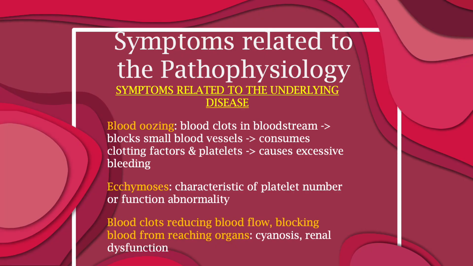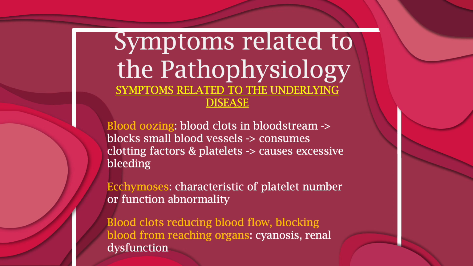I mentioned two slides ago the connection between macrovascular and microvascular thrombosis and the case history of the patient, where the patient had developed cirrhosis and chronic kidney disease, and that can translate into jaundice and renal dysfunction, among other things. Other symptoms related to DIC are related to bleeding manifestations. Blood oozing is due to blood clots in the bloodstream, which block small blood vessels, eventually consuming clotting factors and platelets, which causes excessive bleeding.